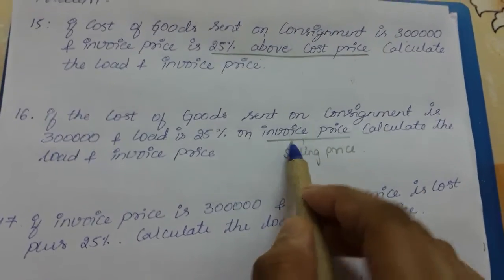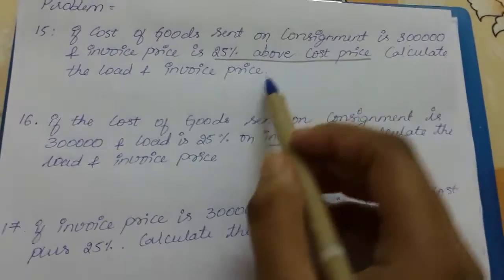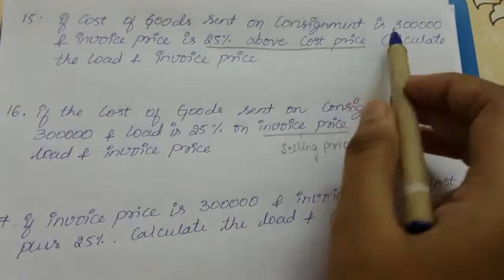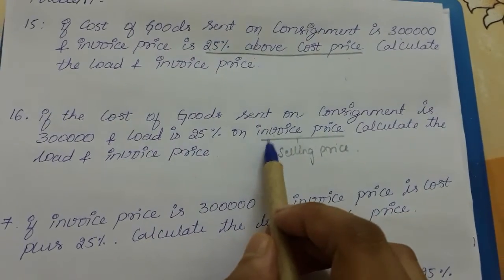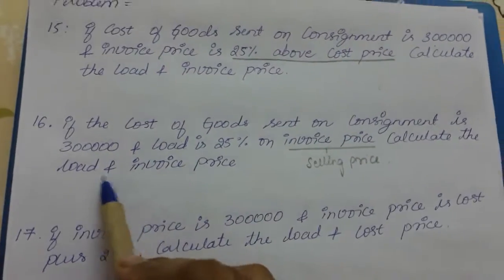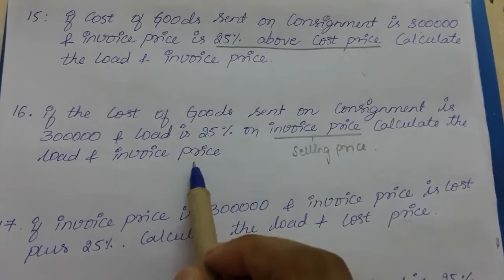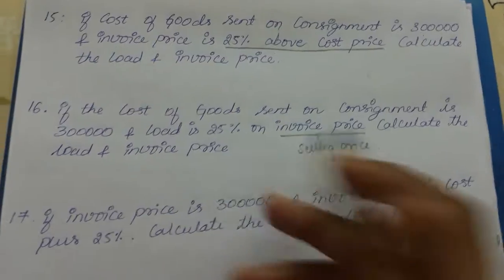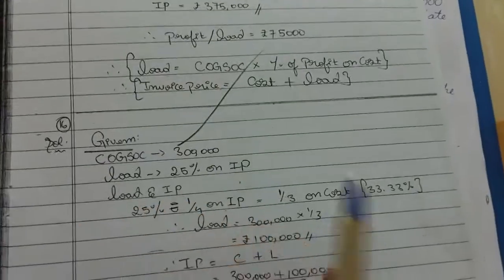This is different. This might look the same, but see here it is 25% on cost itself, but here it is 25% on profit. So what are you supposed to calculate? Calculate the load and invoice price. Here we are supposed to calculate the load and invoice price.